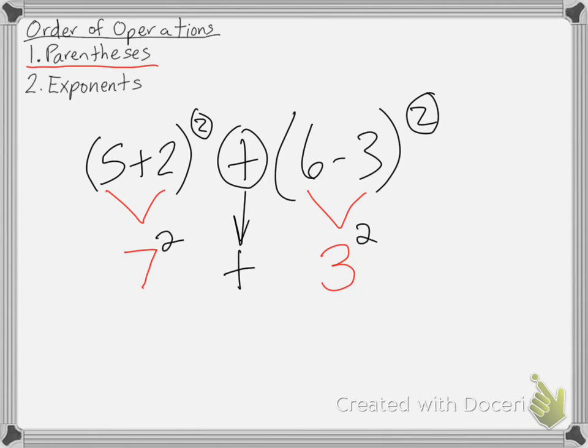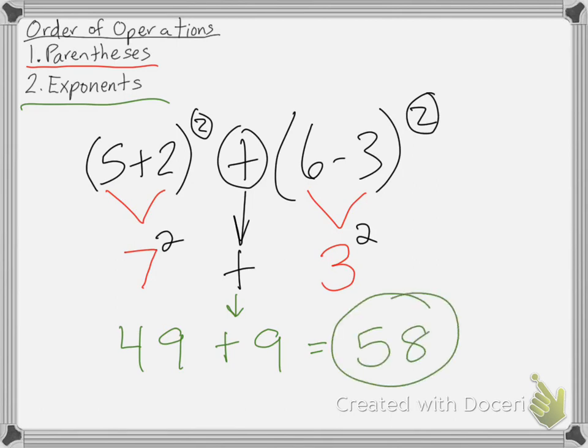Okay. The second step is exponents. So I need to solve for the exponents next. So I have 7 squared, which is 7 times 7 will equal 49. I still have that plus sign. And then 3 squared is 9. So I end up with 49 plus 9. 49 plus 9 equals 58. And that's my final answer.